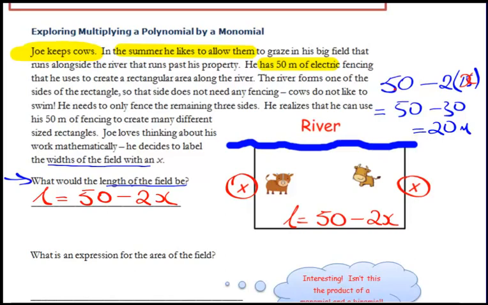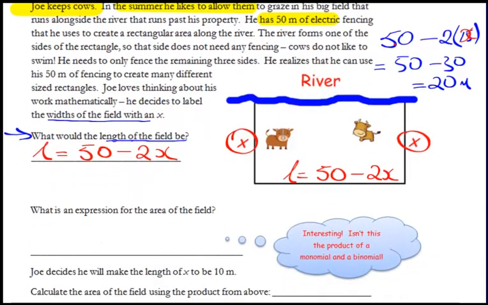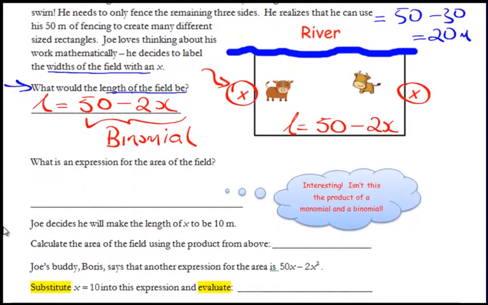All right. So what's interesting about this is that this expression here, of course, is a binomial, isn't it? And remember that the width of the field is just a single term. That's a monomial.